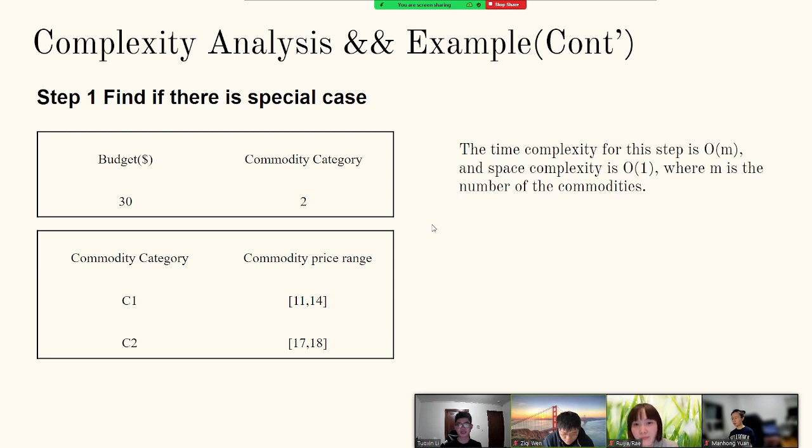Before that, let's discuss the complexity of this step. The time complexity for this step is just O(M), and the space complexity is O(1) because we didn't create any data, where M is the number of commodities.